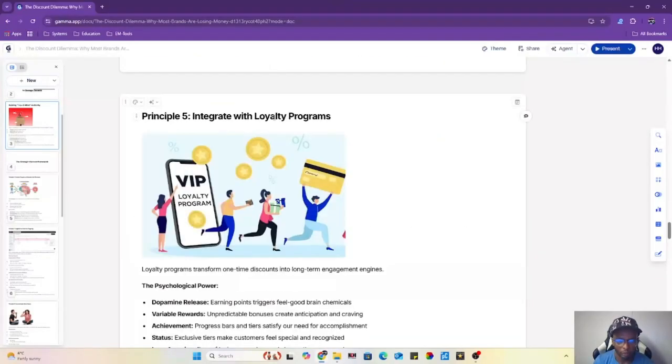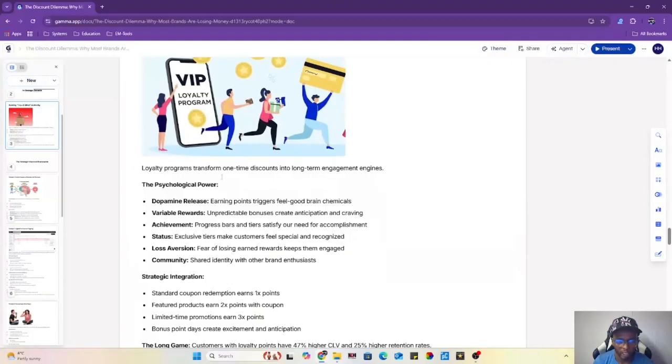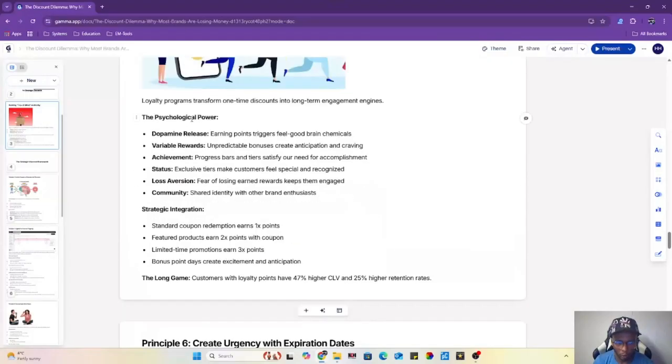Principle 5, integrate with loyalty programs. Loyalty programs transform one-time discounts into long-term engagement engines. The psychological power of it. Dopamine release: earning points triggers feel-good brain chemicals. Variable rewards: unpredictable bonuses create anticipation and craving. Achievement: progress bars and tiers satisfy our need for accomplishment. Status: exclusive tiers make customers feel special and recognized. Loss aversion: fear of losing earned rewards keeps them engaged. Community: shared identity with other brand enthusiasts.